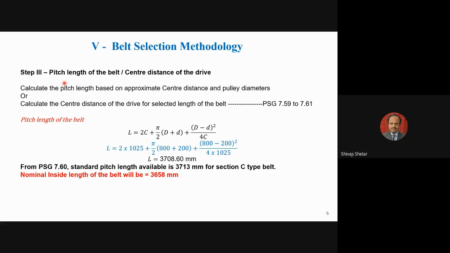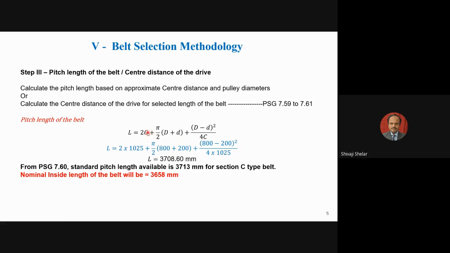Next, we calculate the pitch length of the belt and the actual center distance of the drive. Here we are calculating the pitch length of the belt by considering a fixed center distance. The formula for the pitch length is L equals 2C plus pi by 2 into (D plus d) plus (D minus d) whole square upon 4C. This formula is also available on page 7.61.